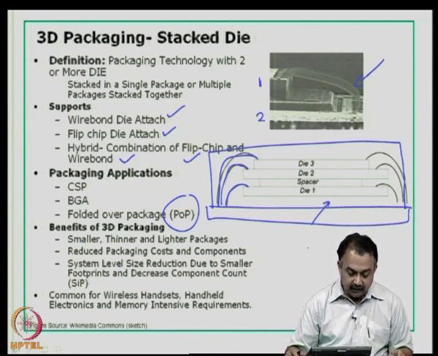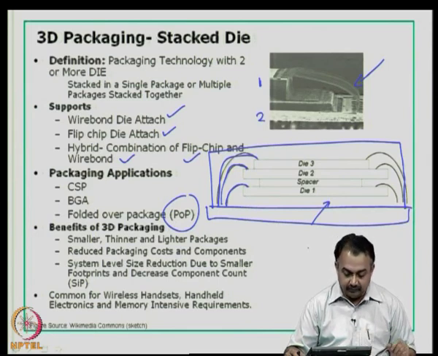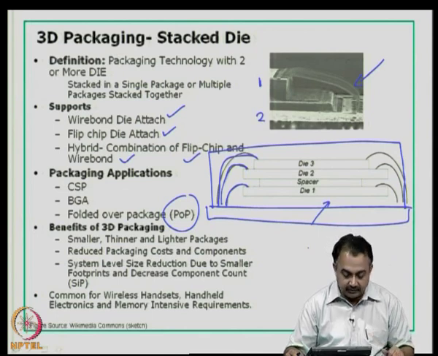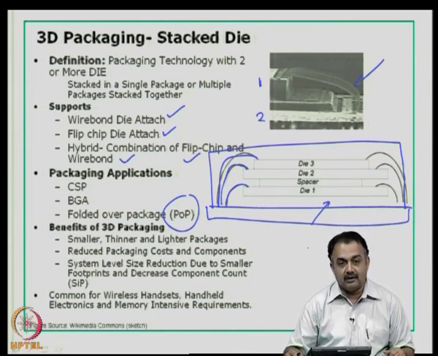The benefits of 3D packaging are that it is smaller, thinner and lighter, because we are using bare die. We are not using multiple packages mostly. There are reduced packaging costs and components, because all assembly is done on a common substrate. There is system level size reduction due to smaller footprint, okay, and decreased component count.